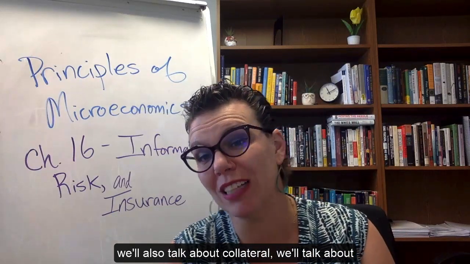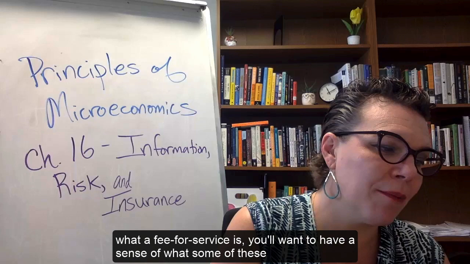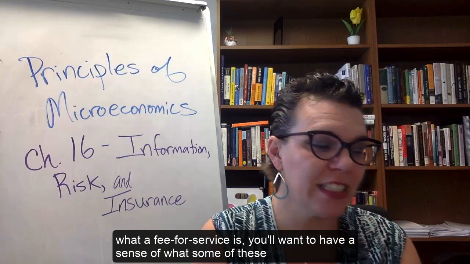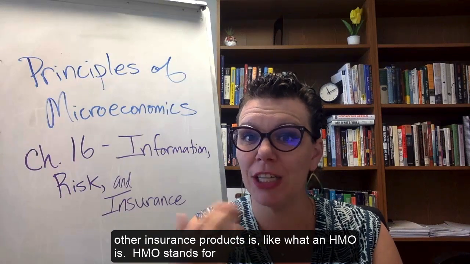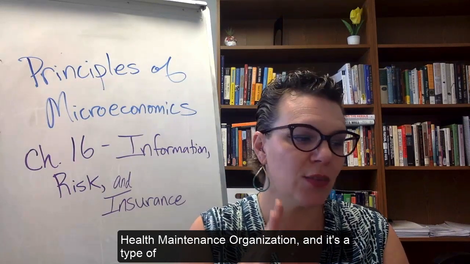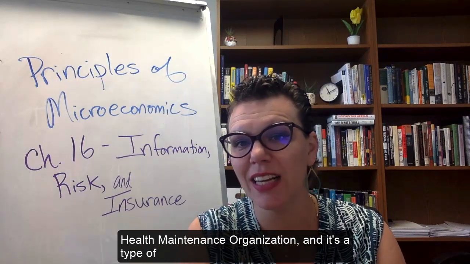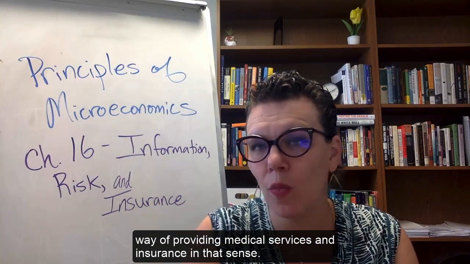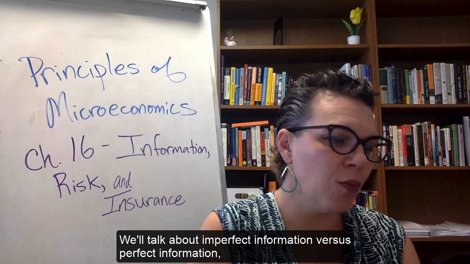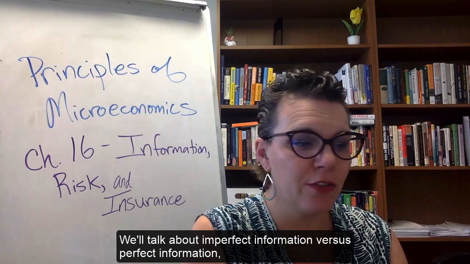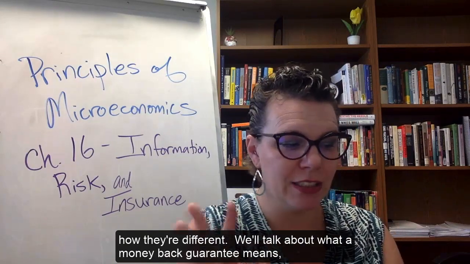We'll also talk about collateral. We'll talk about what a fee-for-service is. You'll want to have a sense of some of these other insurance products, like what an HMO is. HMO stands for Health Maintenance Organization, and it's a type of way of providing medical services and insurance in that sense. We'll talk about imperfect information versus perfect information and how they're different.